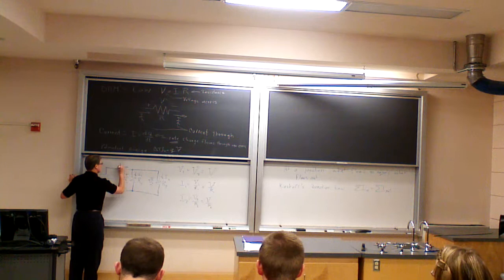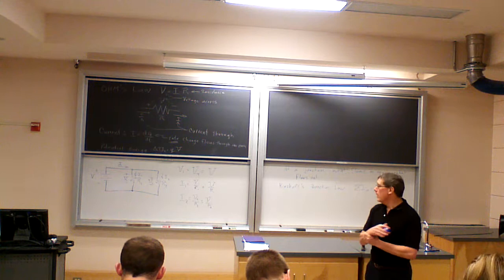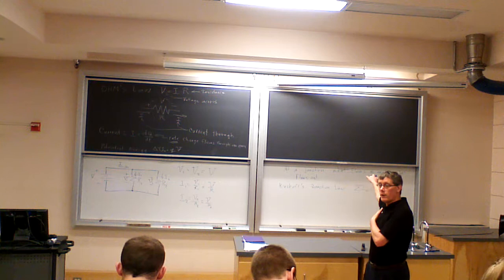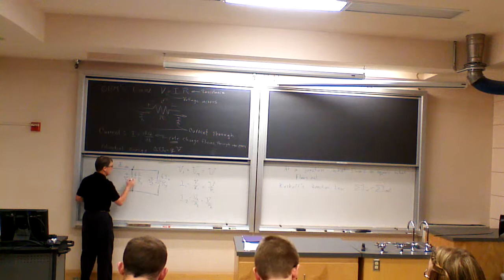Now, this is the exciting part coming here. What is the current being delivered from the battery? You can use Kirchhoff's junction law, right? Or what I call the goes-into-equals-goes-out-of law. So the current coming into this junction here must equal the current out.